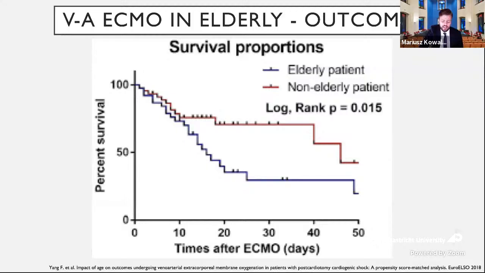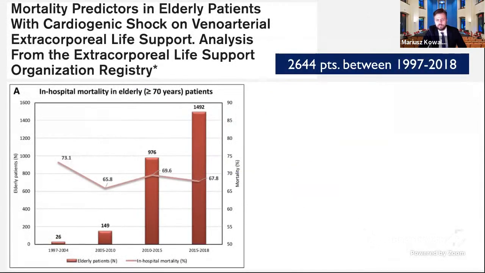To begin with, elderly patients have never been good candidates for ECMO therapy since advanced age carries a burden of major comorbidities. ECMO has been reluctantly instituted in this group of patients, and the outcomes reported, and in particular survival, are poor. In the analysis of 2,600 patients from the ELSO registry, however, we showed a growing number of ECMOs implanted in patients over 70 years of age with rather stable mortality rates.